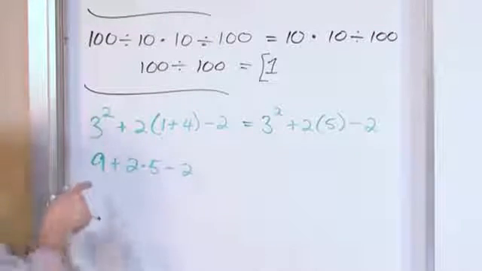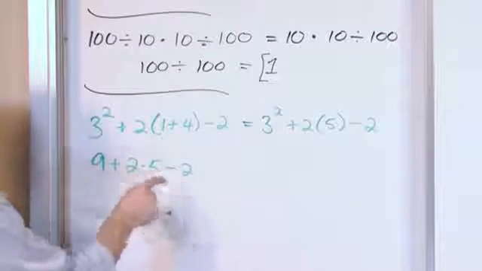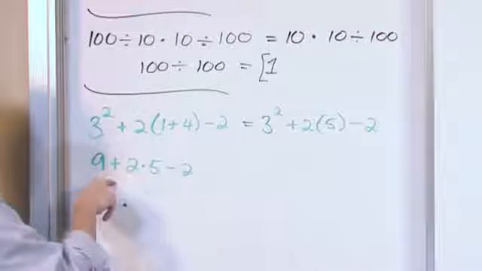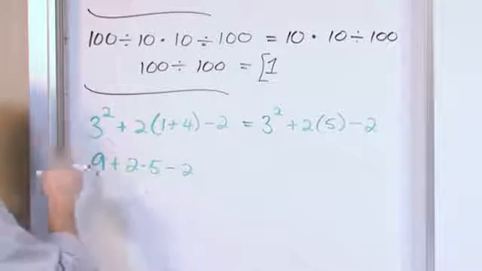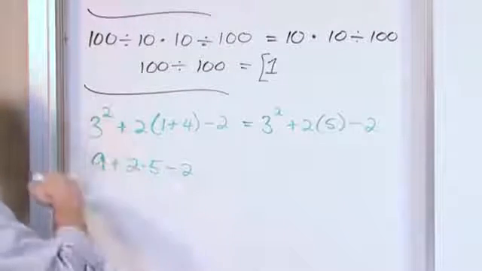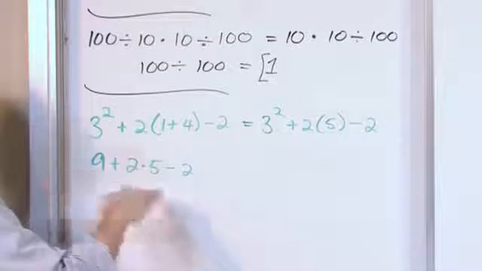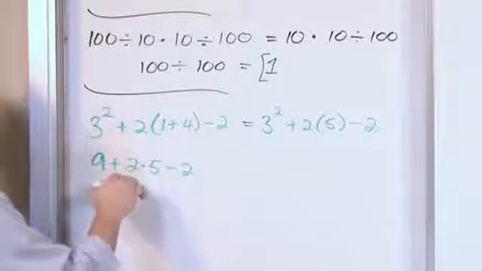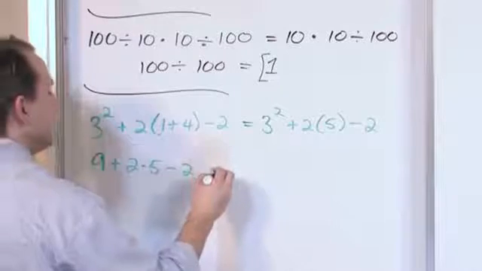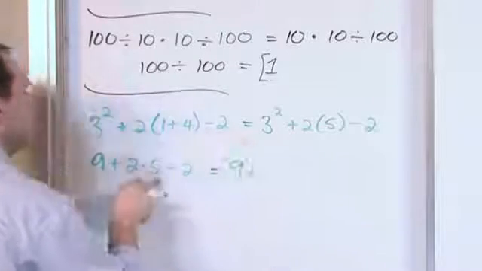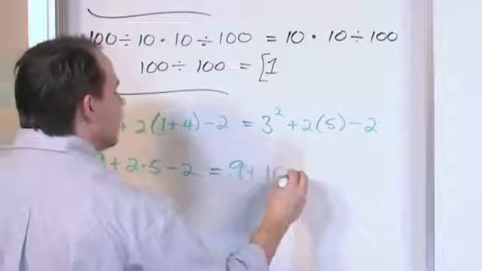So here we have 9 plus 2 times 5 minus 2, and you might be tempted to add 9 plus 2, but that's going to be wrong because you need to look at your order. Are there any parentheses? No. Are there any exponents? No. Is there any multiplication and division? Yes, there is. It's right here. We must do that first. 2 times 5 gives us 10.